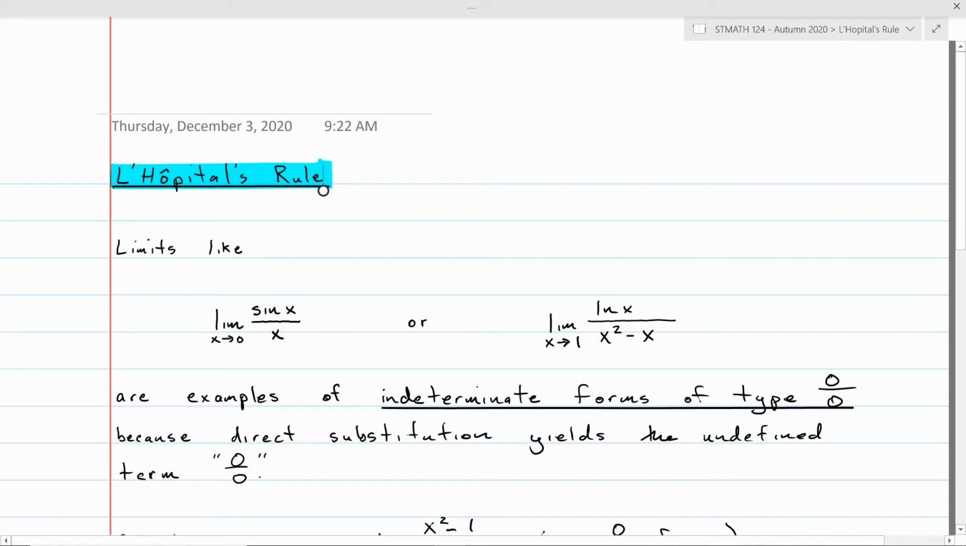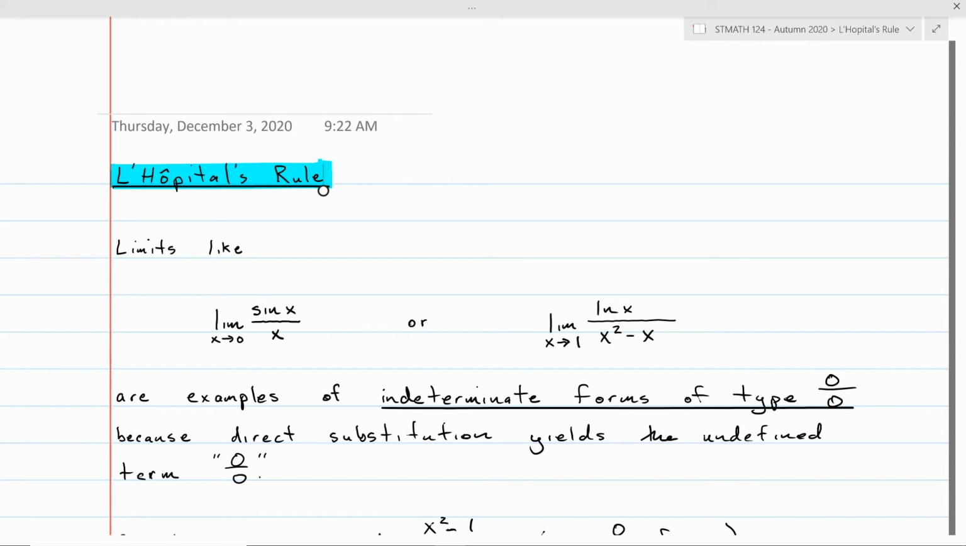Welcome back, calculus students, to this final installment of videos for this quarter. The topic for today is L'Hopital's rule. This is a rule for computing limits, and it works on the kind of limits that used to give us more trouble in the past. Let me give you a few examples of the types of limits that this rule would apply to.